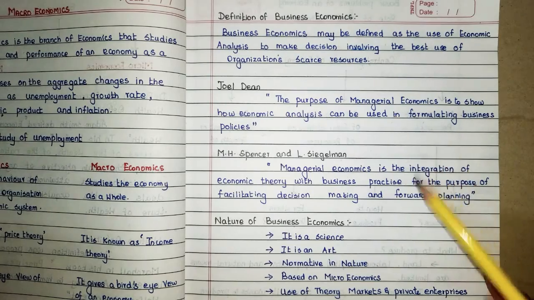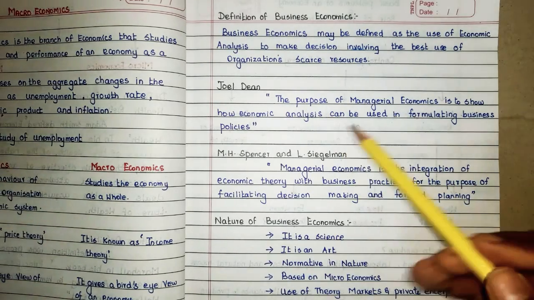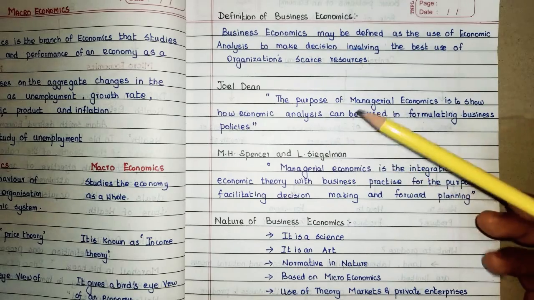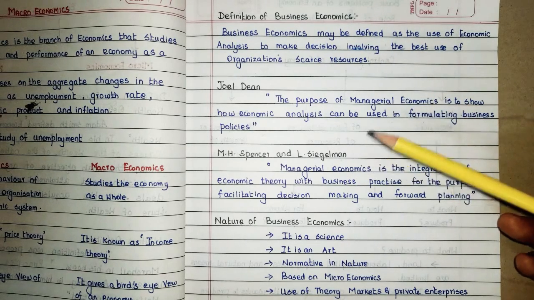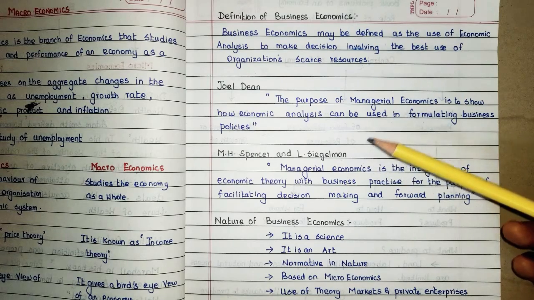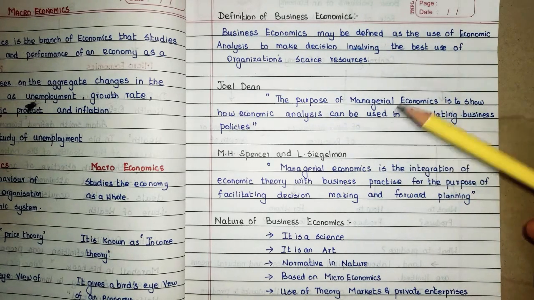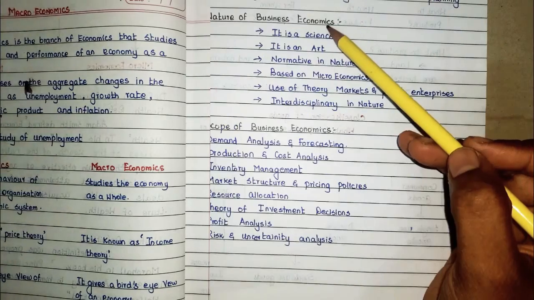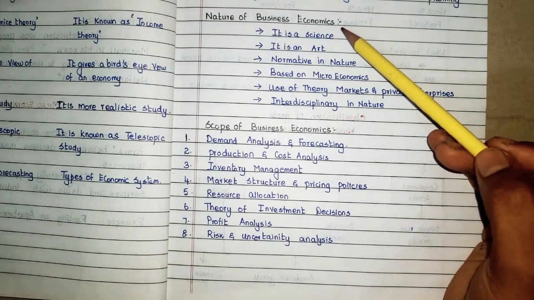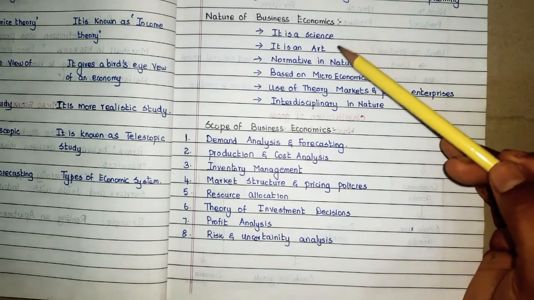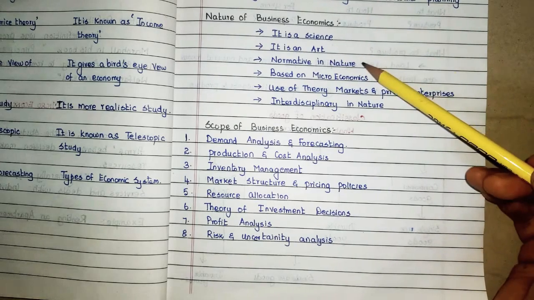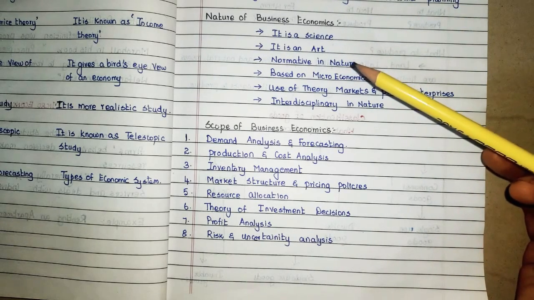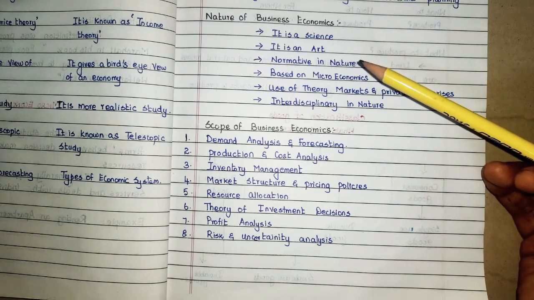So from these two definitions, we can conclude that business economics is a branch of knowledge in which theories of economic analysis are used for solving business management problems and determination of the business policies. So generally it serves as a bridge between economics and business management. Nature of business economics. So generally the nature of business economics deals with, it can be a science or an art. It may be normative or may be positive. So this can be explained in detail.